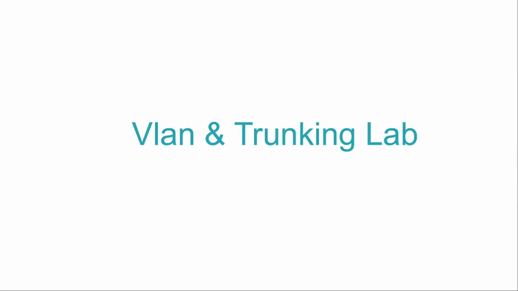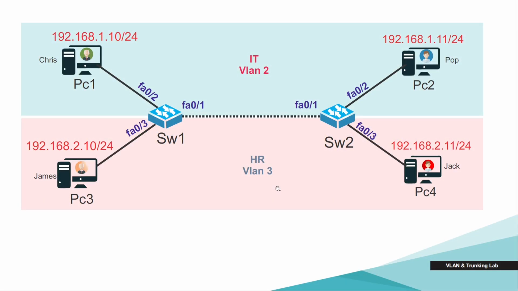In this lesson, we will do the VLAN and the Trunking Lab. This is the lab that we're going to do for trunking and the VLAN. We have PC1, PC2, PC3, and PC4. We have two switches in the middle. We need to make Chris PC and Bob PC on the IT VLAN, and we need to make James PC and the Jack PC on VLAN 3, which is the HR.